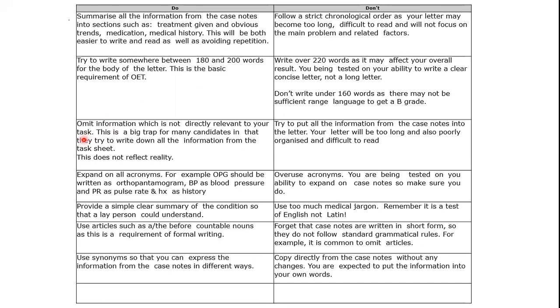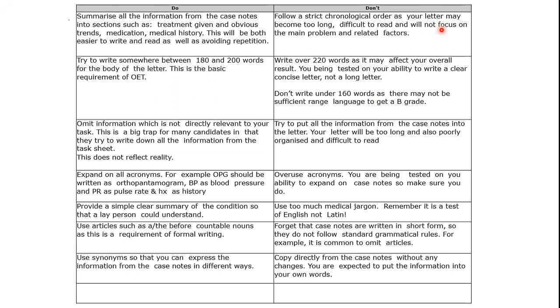Okay. Then the next is omit information which is not directly relevant to your task. That is, whichever information is irrelevant, you have to exclude that.